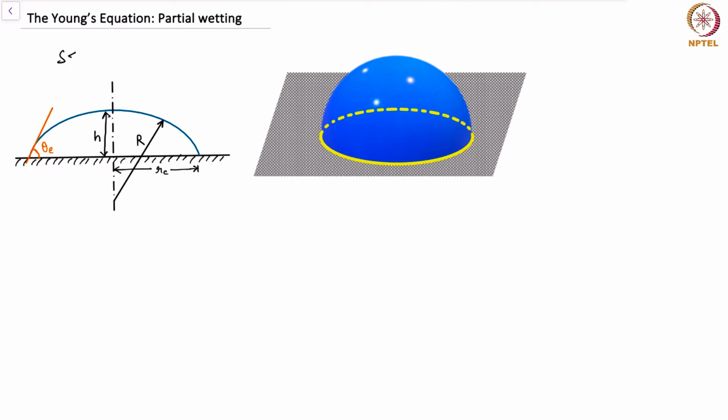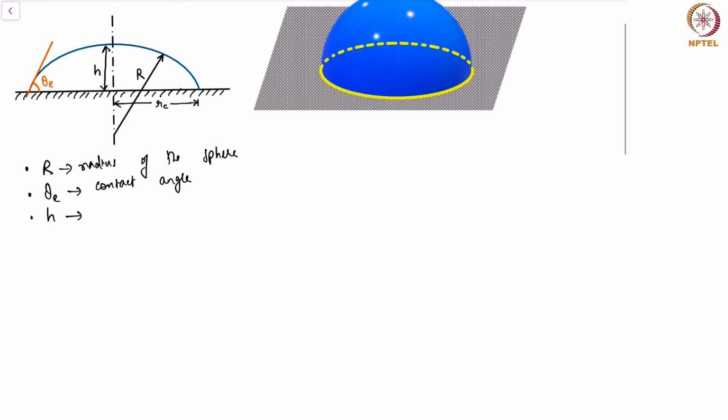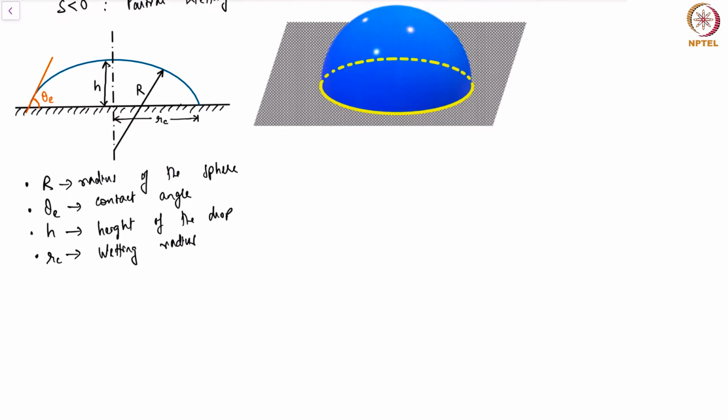So we have S is less than 0, that is partial wetting. I've defined it to be a part of a sphere, therefore the radius of that sphere is R. R is the radius of the sphere. Theta E, this is the contact angle. H is the height of the droplet. And RC is the wetting radius. Okay. So this theta E can also have alternatives as theta Y or theta S. I'll stick to theta E for now.